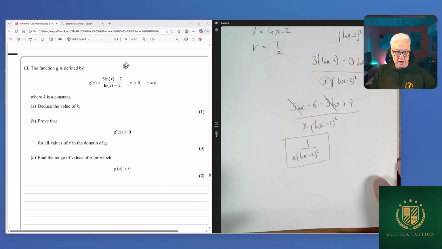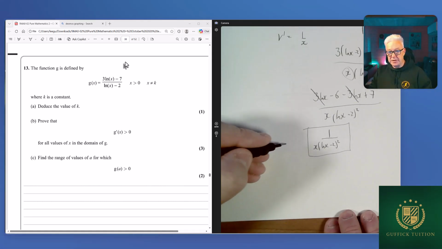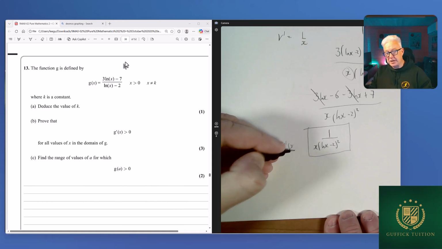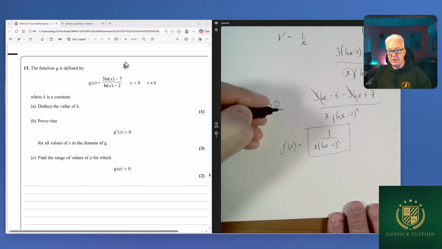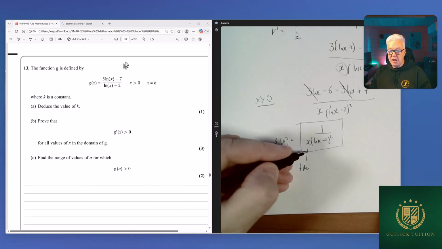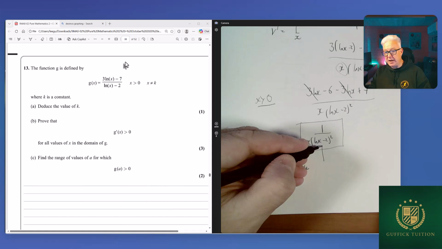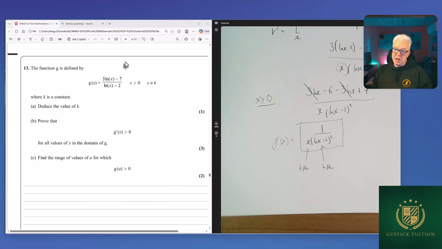Now, we've got to consider, why is it the case that this is greater than 0? Well, just write that this is g dashed of x. We know from the question that x is greater than 0, so we know that this bit here has to be positive. And something squared here is always going to be positive as well.